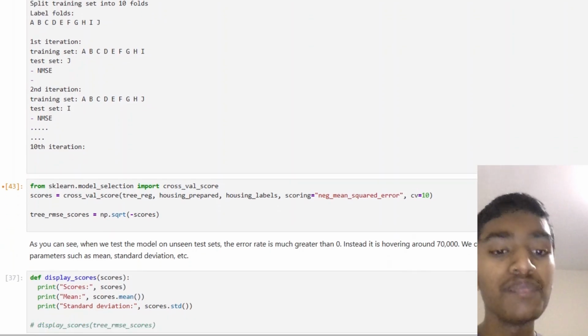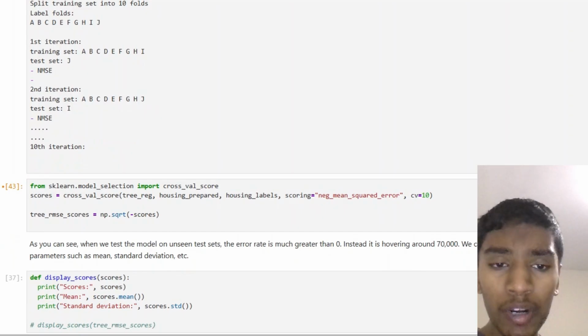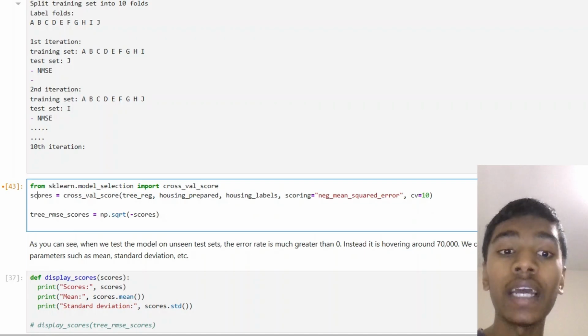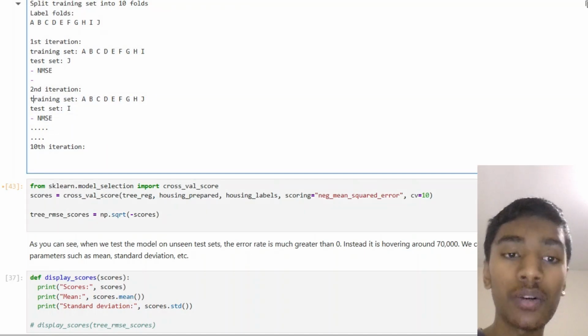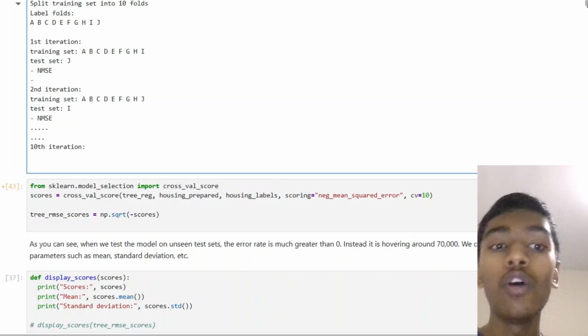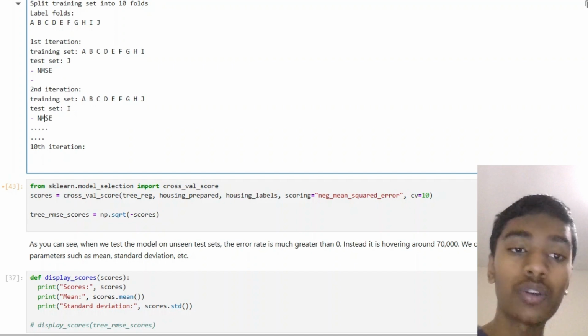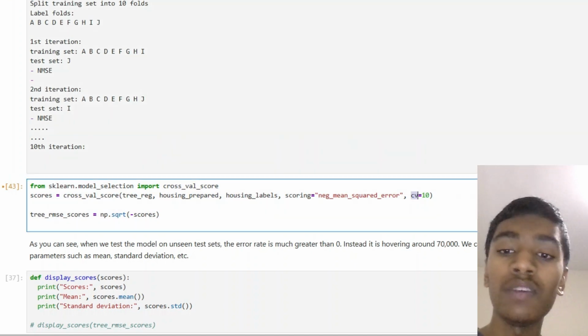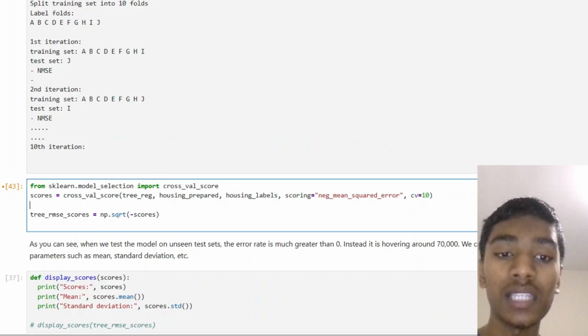Okay, so from there, we're going to multiply that score. So we're going to get scores. And by the way, how many scores are we going to get? We're going to get 10 scores. So for each iteration, we're going to get a score. Keep that in mind. We're going to get a score for each individual iteration. So the number of scores is going to be equal to the CV parameter, which in this case is 10.